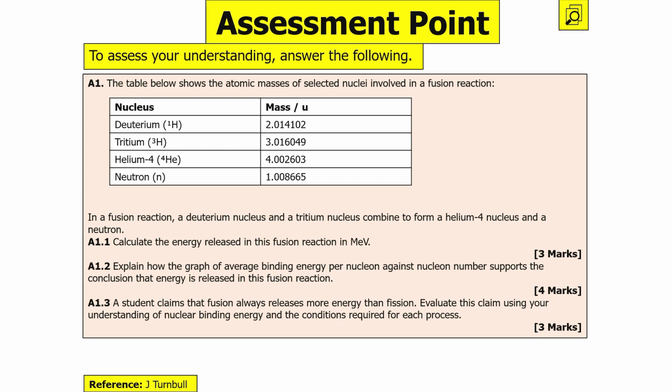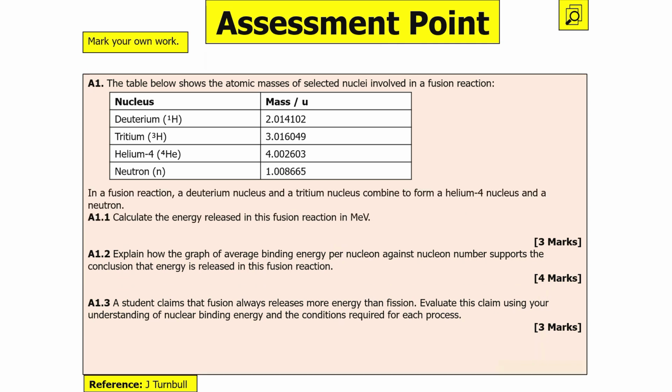In a fusion reactor, a deuterium nucleus and a tritium nucleus combine to form a helium-4 nucleus and a neutron. Calculate the energy released in this fusion reaction in MeV. Explain how the graph of average binding energy per nucleon against nucleon number supports the conclusion that energy is released in this fusion reaction. A student claims that fusion always releases more energy than fission. Evaluate this claim using your understanding of nuclear binding energy and the conditions required for each process. So pause the video now and then unpause the video when you want to go through your answer.